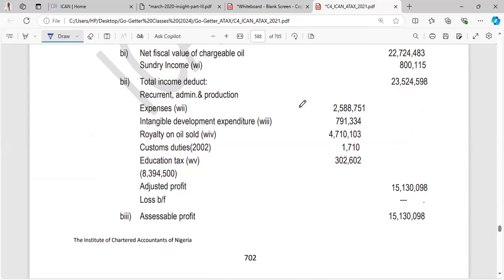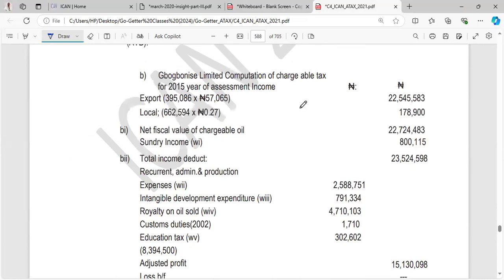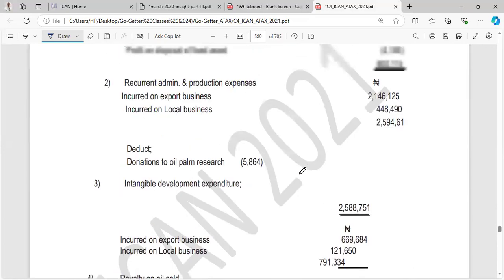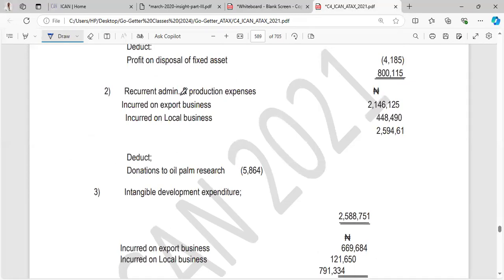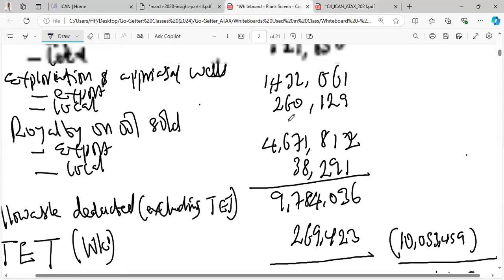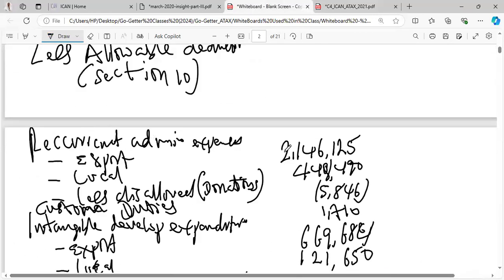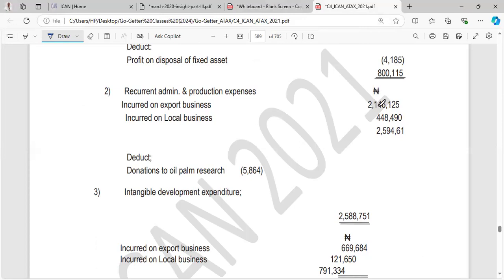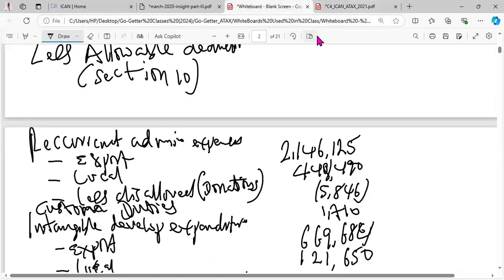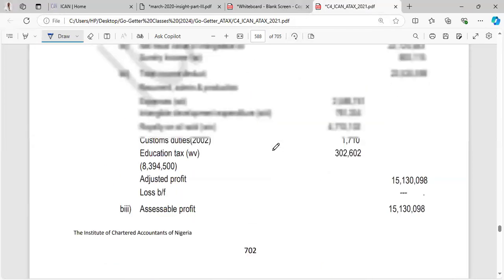Rent and admin expenses. Let's see the workings. Two, that was done here. Rent and admin. We have this one, plus this one, and they added them together, and they now deducted this, and they get two. They now deducted 5846. Of course, that's the same thing we did. And let's see their workings.